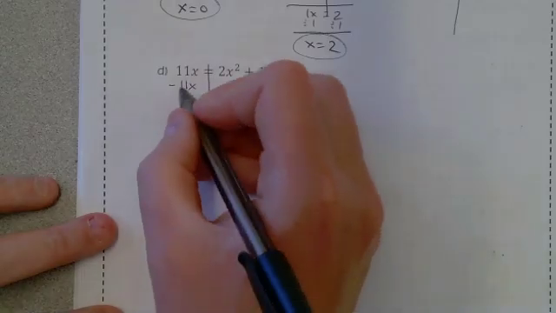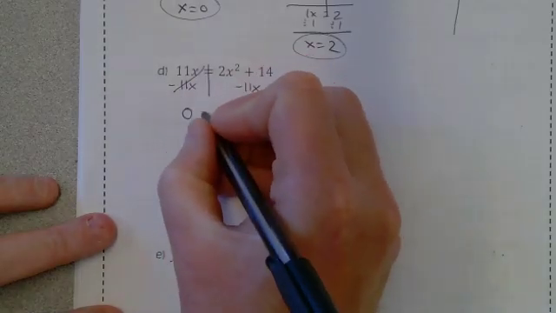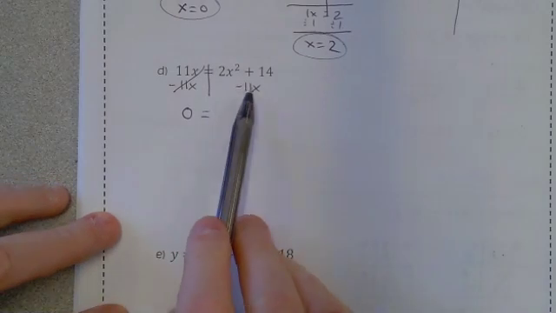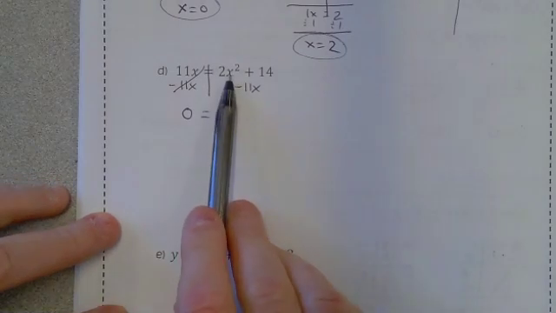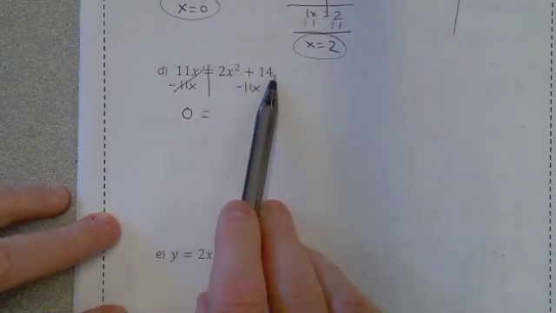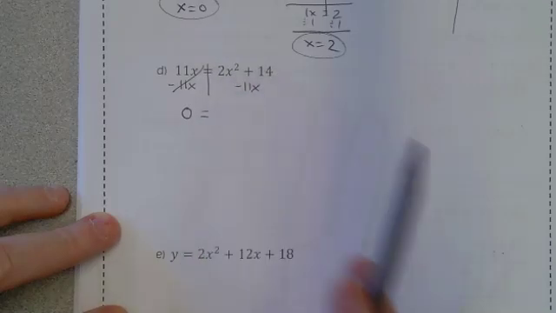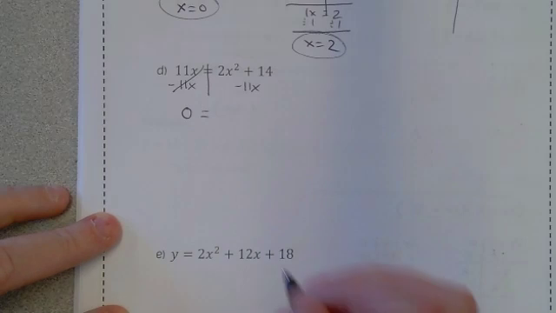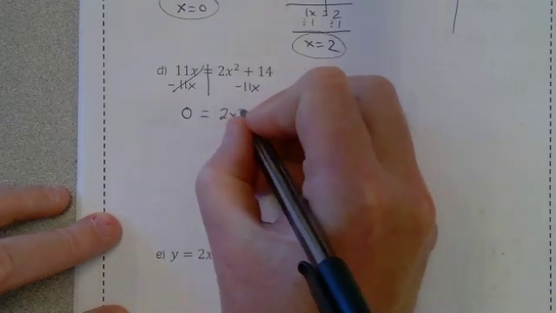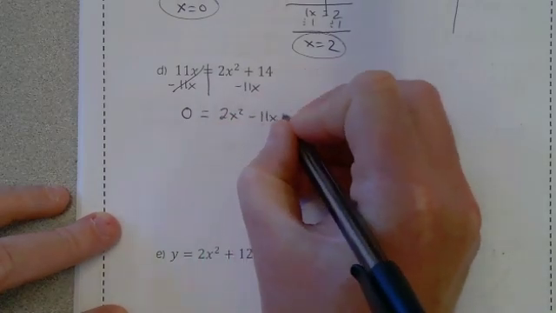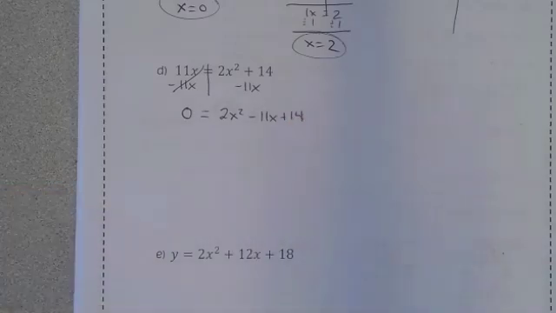So 11x minus 11x is 0 equals, you'll notice this is an x to the power of 2. This doesn't have an x, and this has a regular x. None of these are like terms, so I can't combine any of the numbers. So we're just going to say 2x squared minus 11x plus 14. Now we're in standard form.